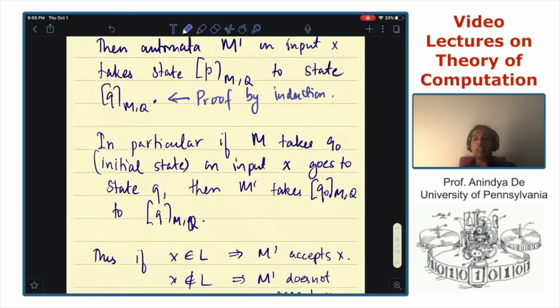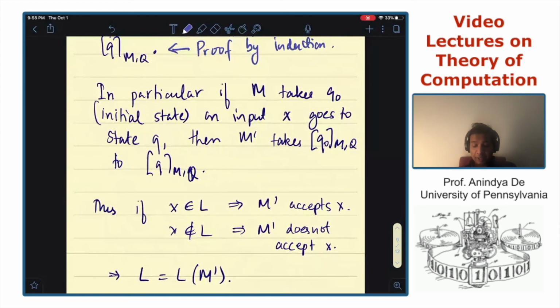In particular, summarizing this, what it says is that if x is an arbitrary string, and the original automaton M starting from the start state q naught takes it to a state q, then the new automaton M prime starts from the state corresponding to the equivalence class of q naught and takes it to the equivalence class of q.